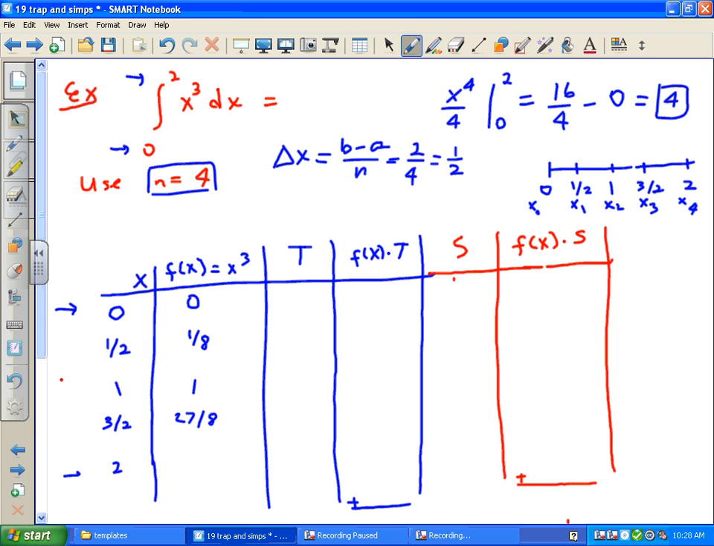And plug 2 into x cubed. Okay, do we all have the same values for the f of x column? So we took the partition points and we plugged them into the f of x.